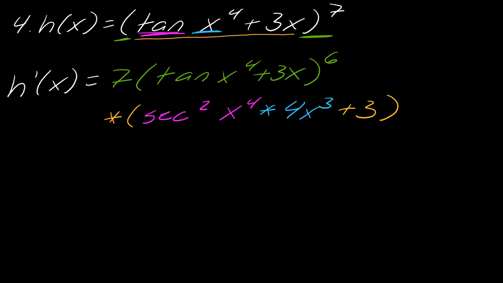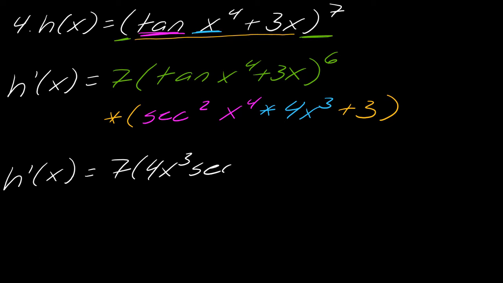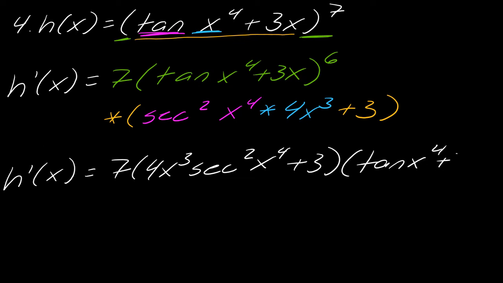And so now it's just a matter of cleaning this up and making this look nicer. So this will be 7. Why don't we write this as 4x cubed secant squared x to the 4th plus 3. And then we have this other thing to the 6th power. And so there you go.